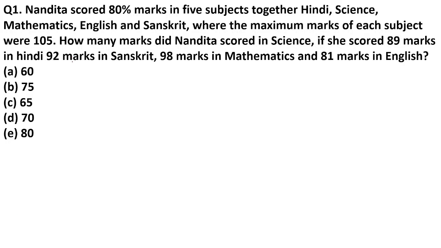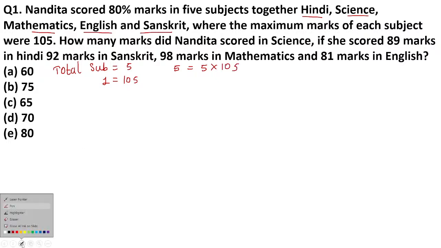What is given here? How many subjects are given? 1, 2, 3, 4, 5. Total, how many subjects are there? Total are 5 subjects. If one subject is of 105 marks, then 5 subjects will be of how much marks? 5 into 105. Is this clear?